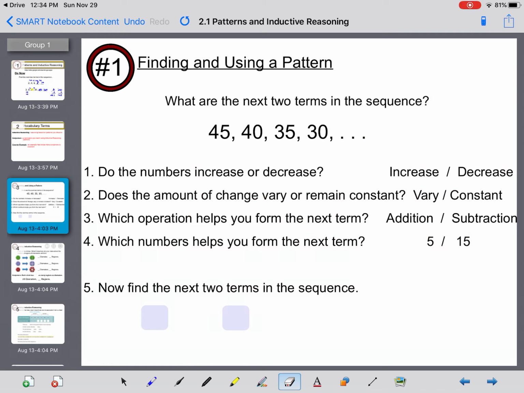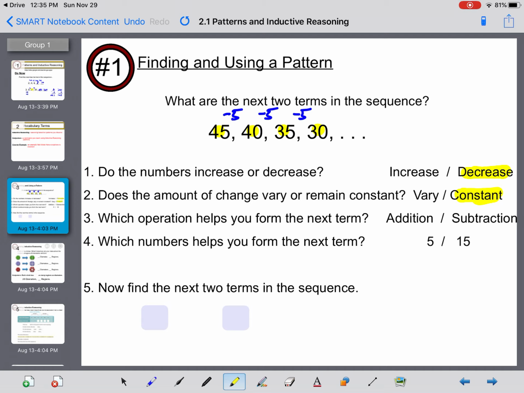What are the next two terms in the sequence? 45, 40, 35, 30. It says, do the numbers increase or decrease? From 45 to 40 to 35 to 30, we are decreasing. Does the amount of change vary or remain constant? From 45 to 40 is minus 5. From 40 to 35 is minus 5. And from 35 to 30 is minus 5. So it is constant.